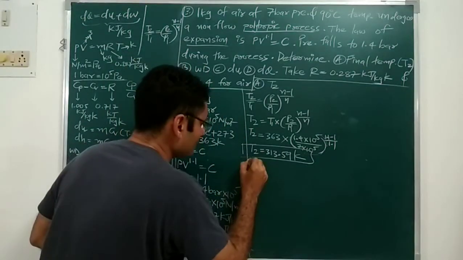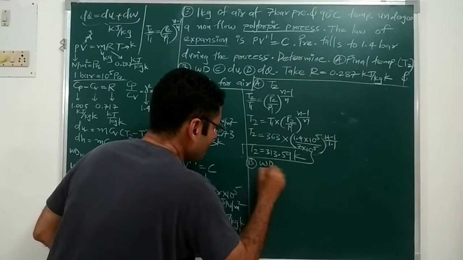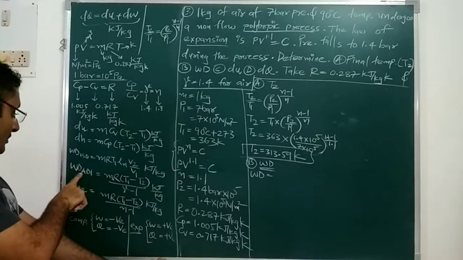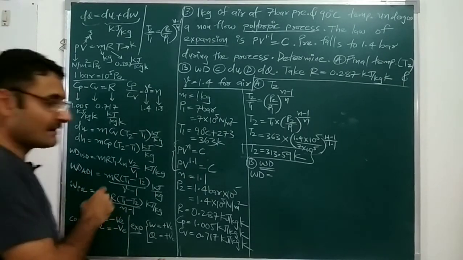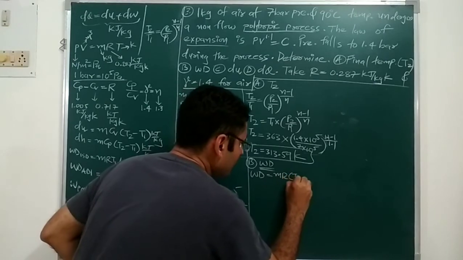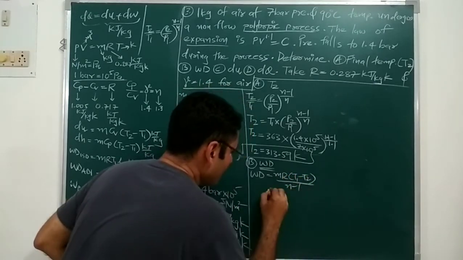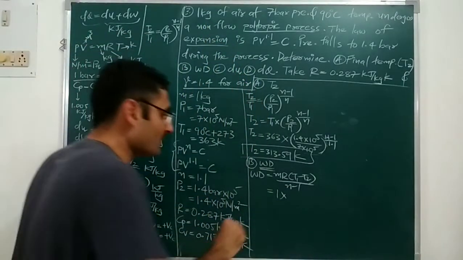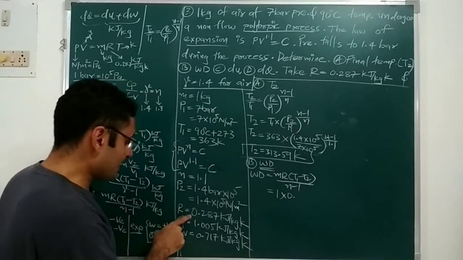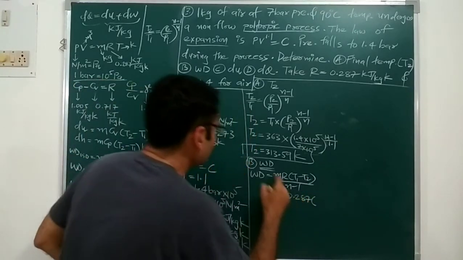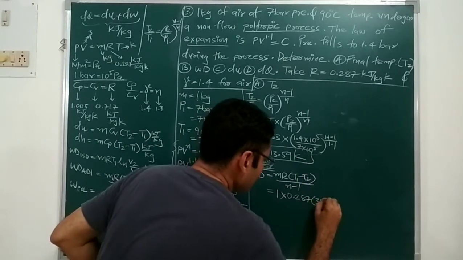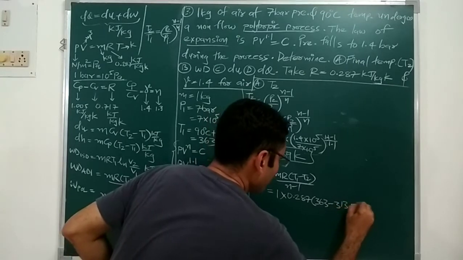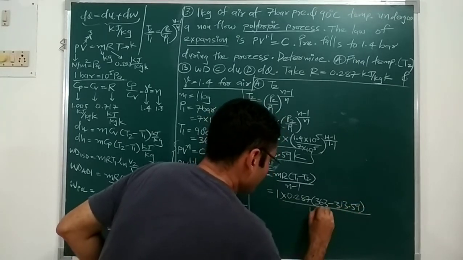Then the work done. How will you calculate the work done? Work done by which process? Work done by the polytropic process: m R (T1 minus T2) upon n minus 1. So it will be m R (T1 minus T2) upon n minus 1. m is 1 kg, it is given, so your answer will be in kilojoule per kg. R is 0.287, you are assuming. Then T1 is 363 minus T2, which we have just calculated, 313.59, divided by n, which is 1.1 minus 1.